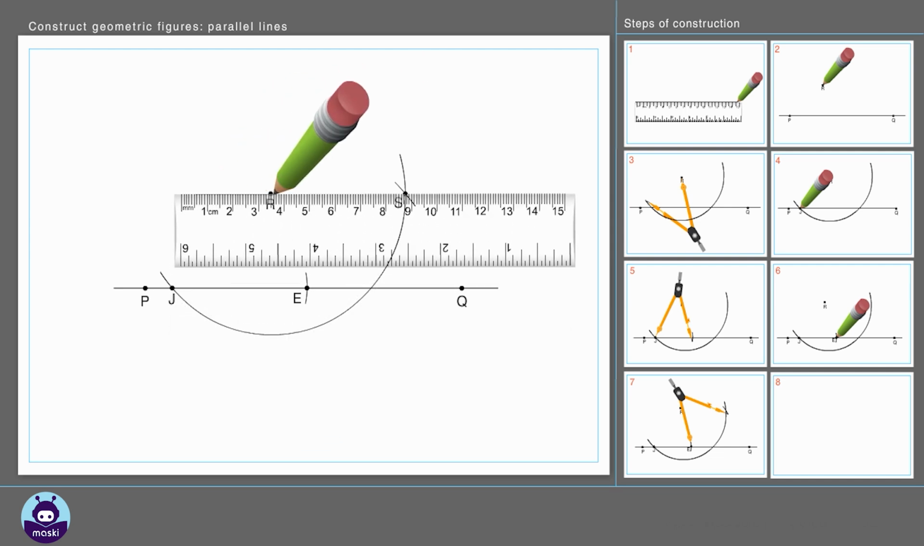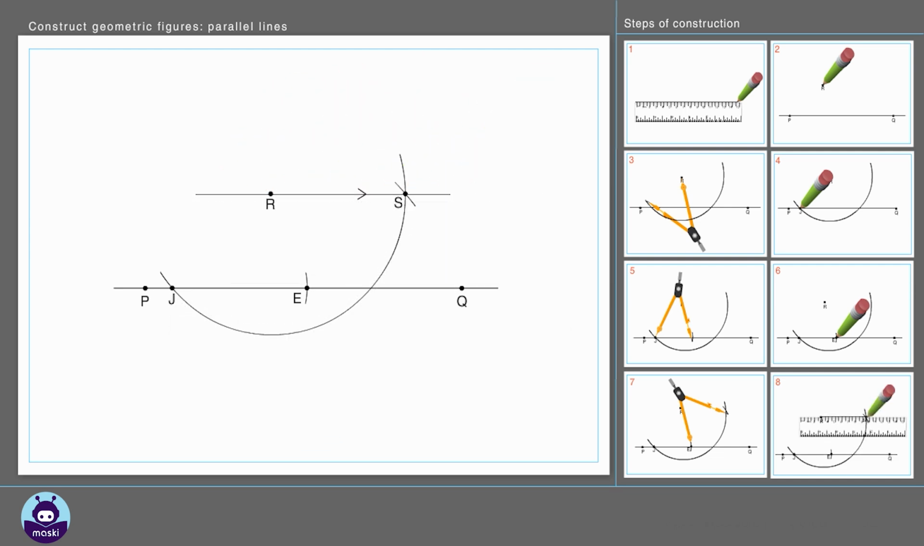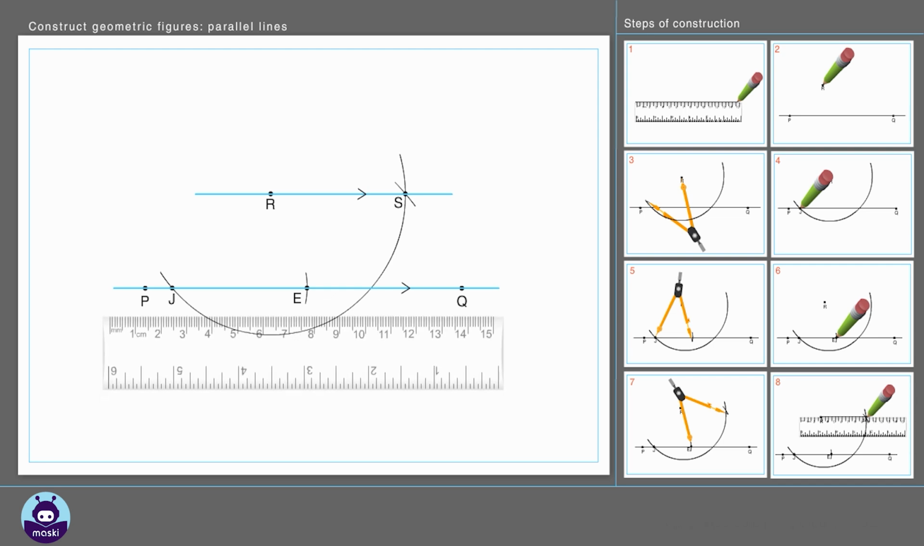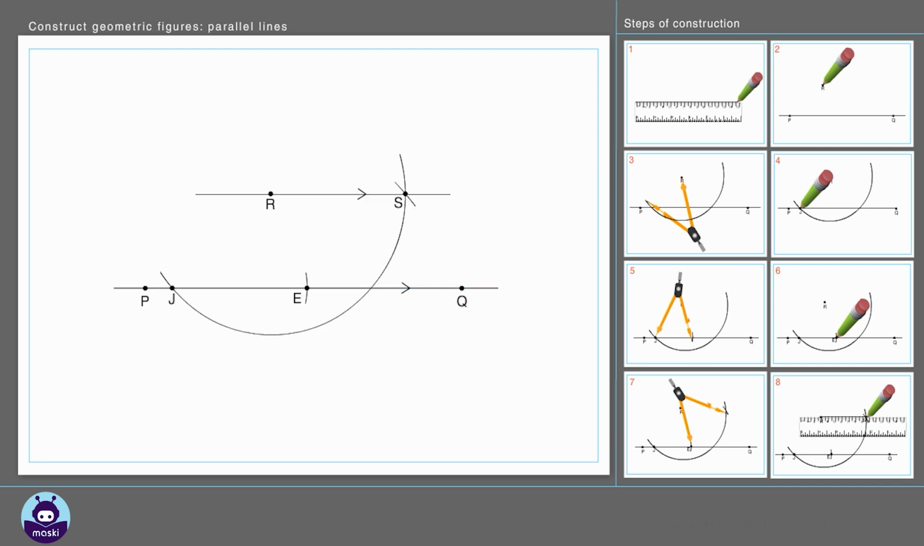We can now use a ruler to draw a straight line passing through the points R and S. This line RS is parallel to line PQ. We can verify this by sliding a ruler along the two lines.